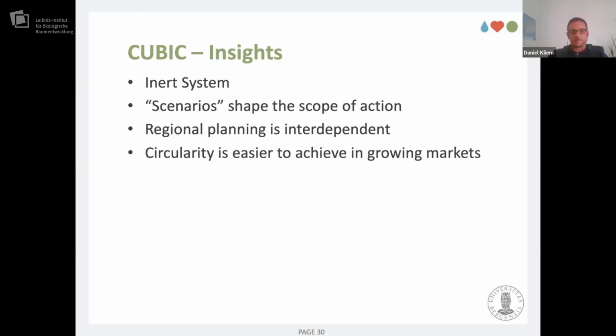And one interesting insight or thought is that circularity or circular economy is easier to achieve in a society with growing resource usage, because the competition with existing primary products, let's say, isn't that hard. And with that, I'll pass the speaking stick to Birgit.